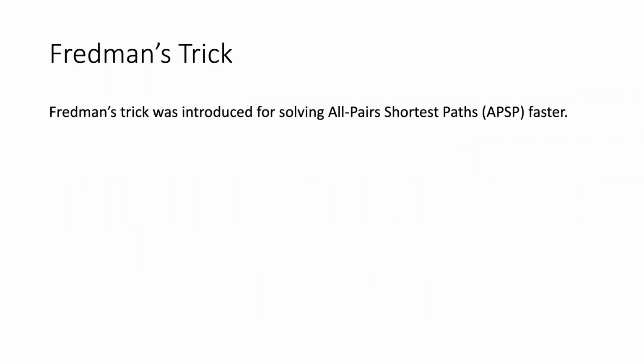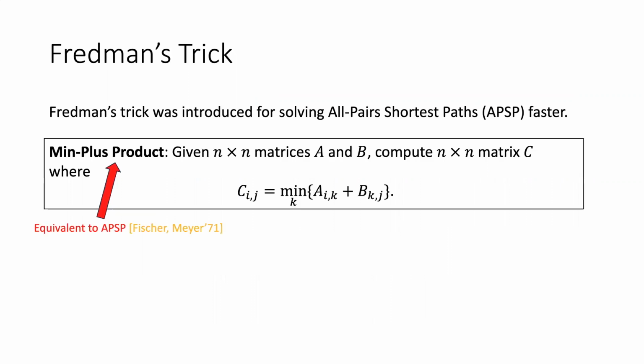First, Fredman's trick. It was introduced for solving all-pairs shortest paths, or APSP, faster. APSP is known to be equivalent to the following min-plus product problem, in which we are given two n-by-n matrices A and B, and we need to compute an n-by-n matrix C, where Cij is the minimum value of Aik plus Bkj over all possible k.